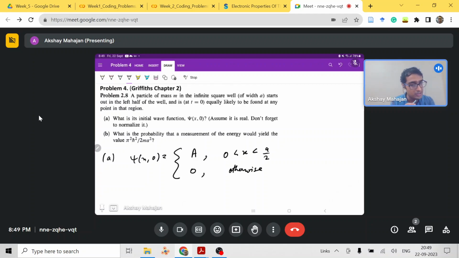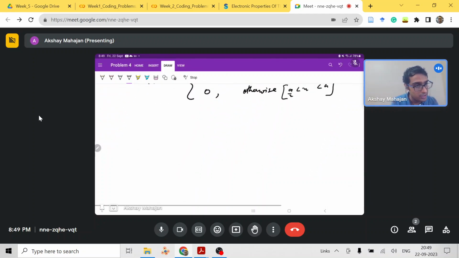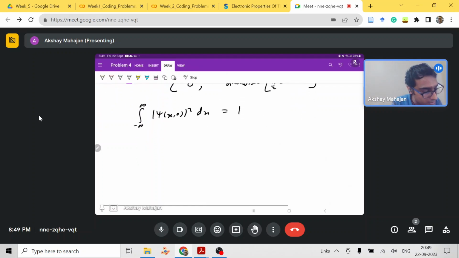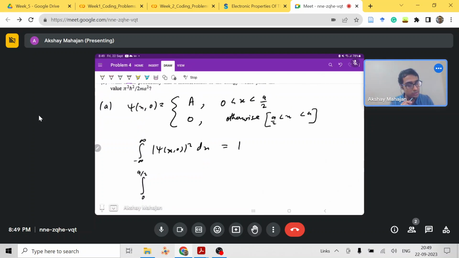Otherwise, which is basically from our infinite square well, it will be x from a/2 to a. This will be 0. This is our initial wave function. Now we have to just do the normalization, which is the integral of mod of psi(x, 0) squared dx. I am assuming that to be a real wave function, that has to equal 1. So it will be from 0 to a/2 only, because otherwise from a/2 to a it is 0.